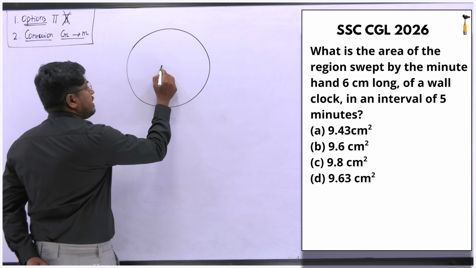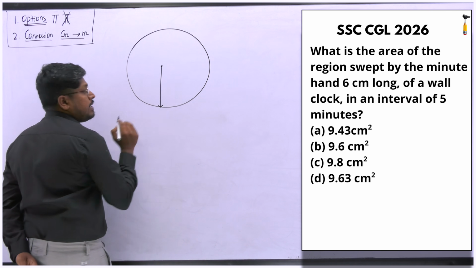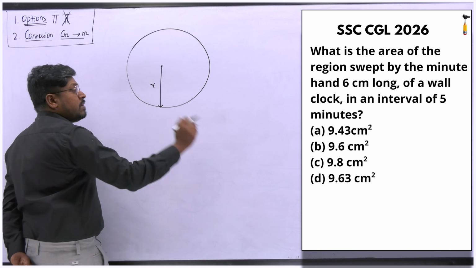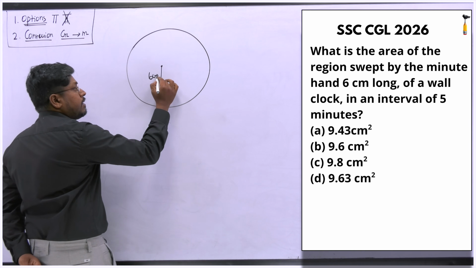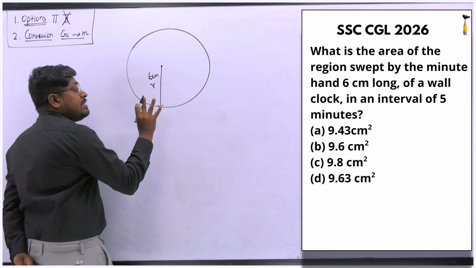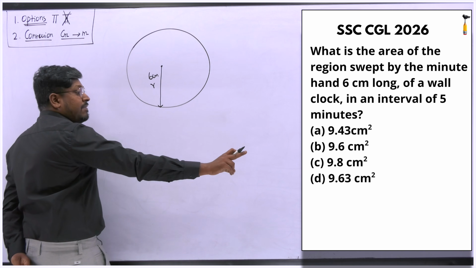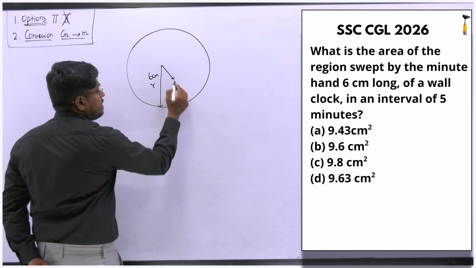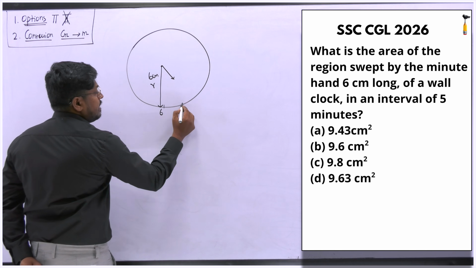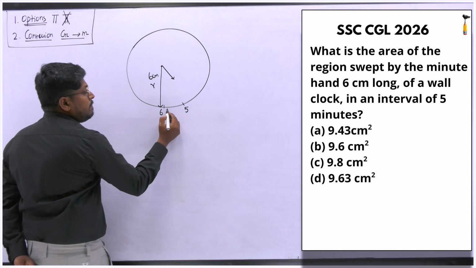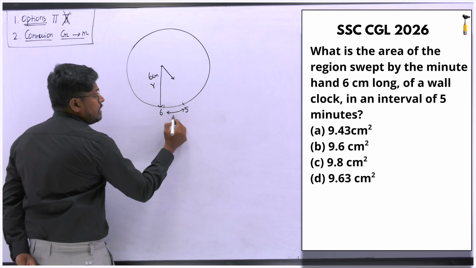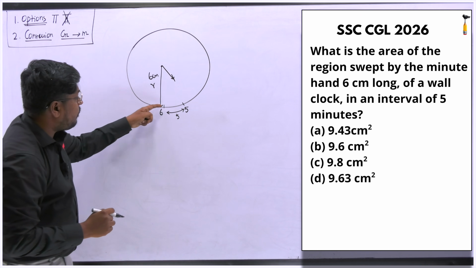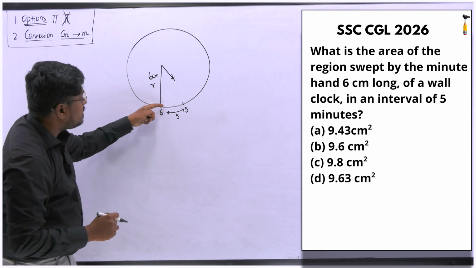For example, if you take this as the minute hand, which acts as the radius of the circle, right? So the radius of the circle is how much? 6 centimeter, and then it covers a region of 5 minutes. They have given, on the wall clock, an interval of 5 minutes. That means, for example, let's take this is 6 and this will be 5. So this will be the interval of 5 minutes. So friends, understood or not what I am saying? We have to find the area of this part.